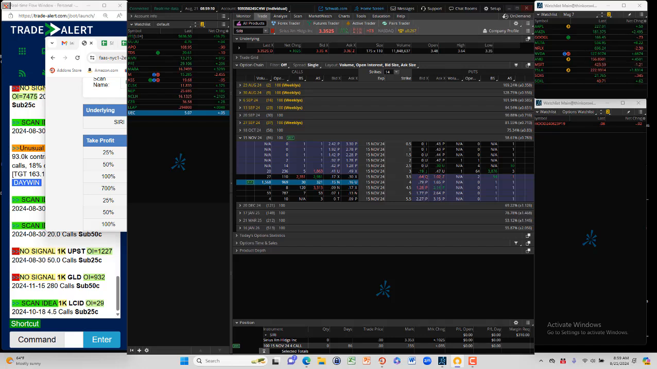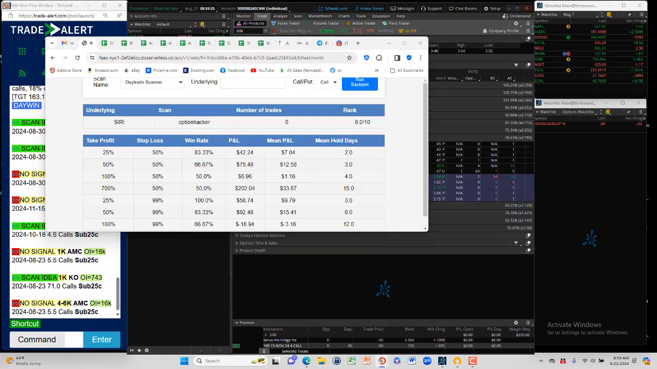Buyer of SIRI 11/15 2024, 4 calls for 21 cents. They might adjust that price. They just seem too expensive. I'm trying to buy this here at 15. It's an 8 out of 10 actually on the scanner, guys. 8 out of 10 here on 6 signals in SIRI. So I'm trying to pay 15 here.